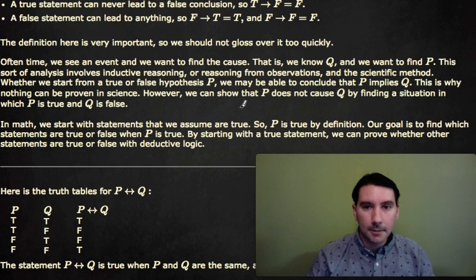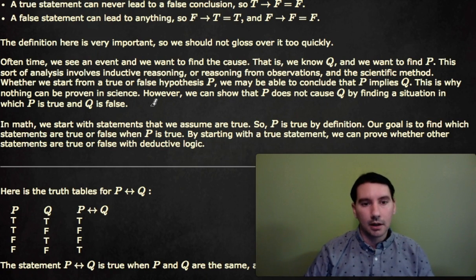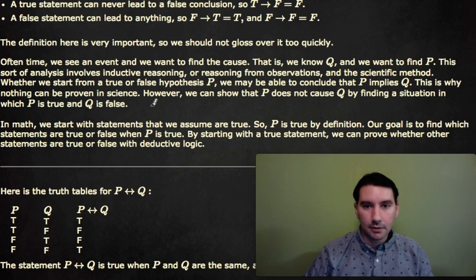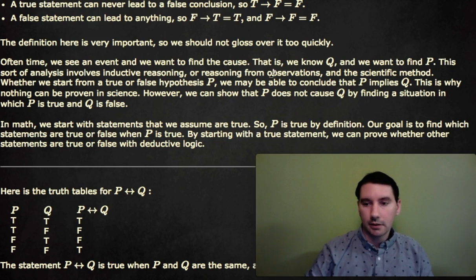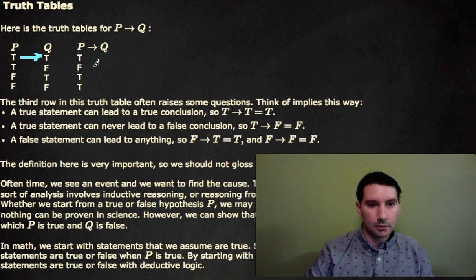So let's see. It looks like I talk a little bit about the scientific method here. Yeah, this sort of underlies how the scientific method works. We're often noticing or observing some kind of phenomenon Q, and we want to explain what's causing that phenomenon. So we make a hypothesis P and say P is going to cause Q. Well, if we look at the truth table, Q is always true. So we know that Q is some phenomenon that's happened.